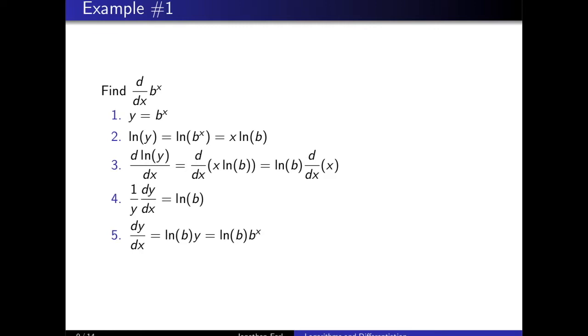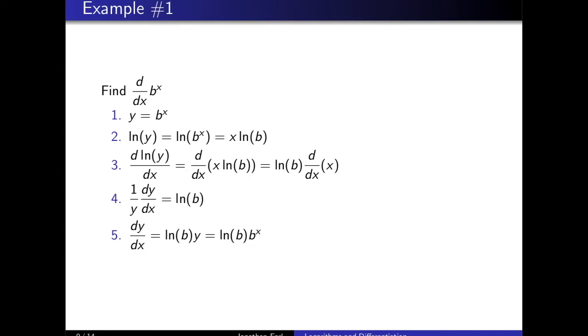Okay, so we'll say that y is going to be b to the x, and we'll take natural logarithms of both sides. So we'll say that the natural logarithm of y is the natural logarithm of b to the x, and using that power rule for logarithms, that's the same thing as x times ln of b. Now what we'll do is just take the derivative of both sides with respect to x. So on the left-hand side, we get d by dx of ln y, and on the right-hand side, we get d by dx of x ln b, which is just going to be the natural logarithm of b, because ln b is a constant.